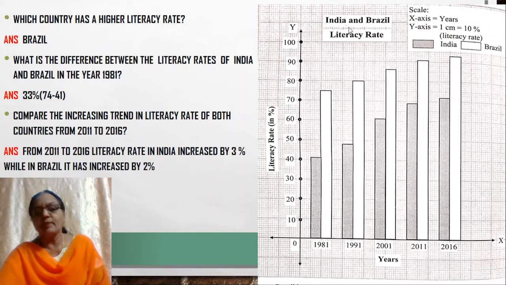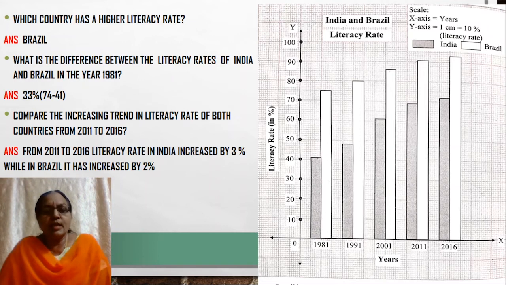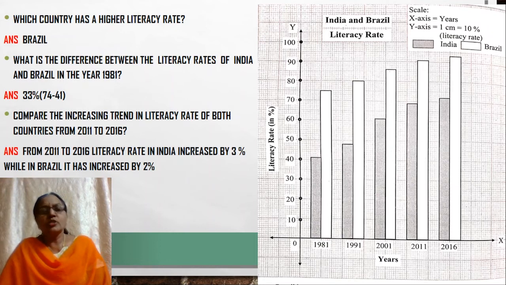See that you write the name of the title of the graph, which is given here: India and Brazil literacy rate. Now, this dark bar shows you the literacy rate of India. The lighter one gives you the literacy rate of Brazil. I think the graph is clear now. Let's come over to the question. Which country has a higher literacy rate? Very, very clear. It is Brazil. So Brazil has a higher literacy rate among both the countries.